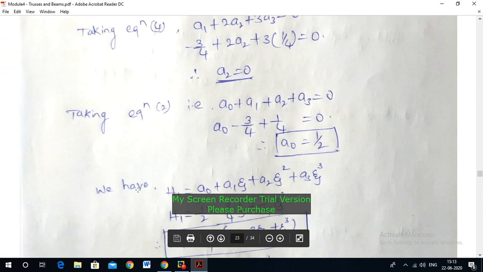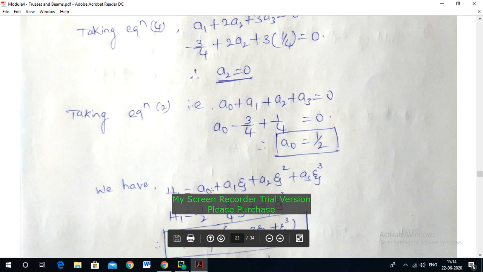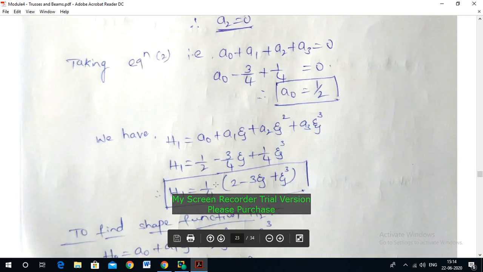Hence, see, the general terms what I calculated, a0, a1, a2, a3 values can be substituted in the original polynomial equation, that is h1 is equal to a0 plus a1 zeta plus a2 zeta square plus a3 zeta cube. Substitute all the values in this equation, and finally after simplification I will get h1 is equal to 1 by 4 into 2 minus 3 zeta plus zeta cube.